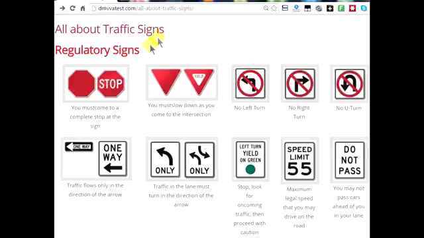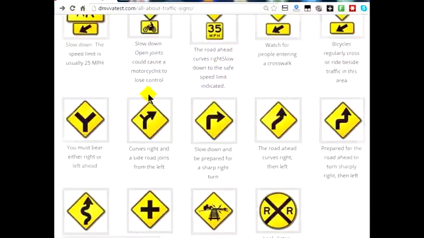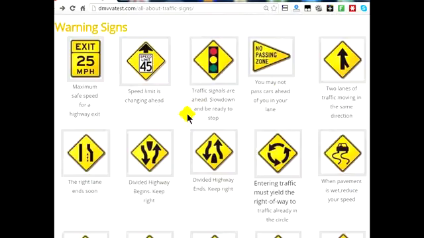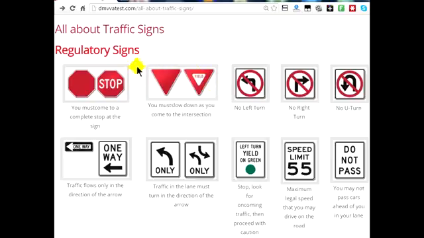Okay, we're talking about traffic signs, and there are three different types of signs. There are regulatory signs, warning signs, and temporary traffic control signs. You need to be aware of these when you're driving because they can save your life.